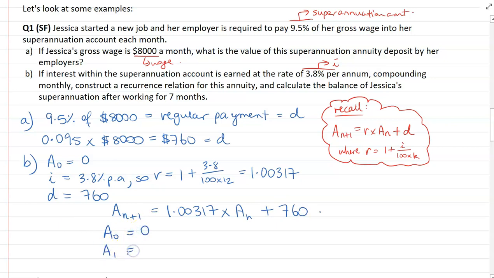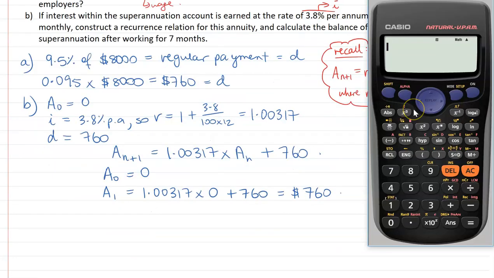To work out the balance after the first month, we're going to take an interest of that $0, which we know is 0, and add on $760. So after the first month, she'll have a balance of $760.